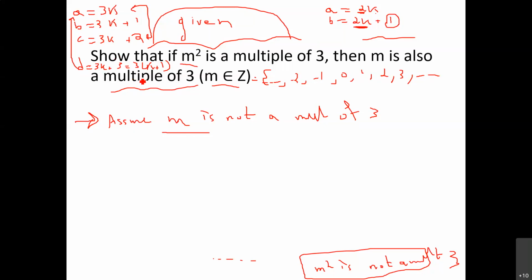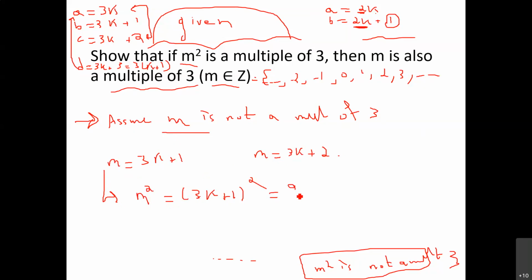Oh, okay. Since we're assuming that m is not a multiple of 3, then m can either be 3k plus 1, or m can be 3k plus 2. It's either this or this. If it was the third case, then we're done. Hey, it's a multiple of 3. Well, what happens if m equals 3k plus 1? Let's check what happens with m squared. It's going to be (3k plus 1) squared.